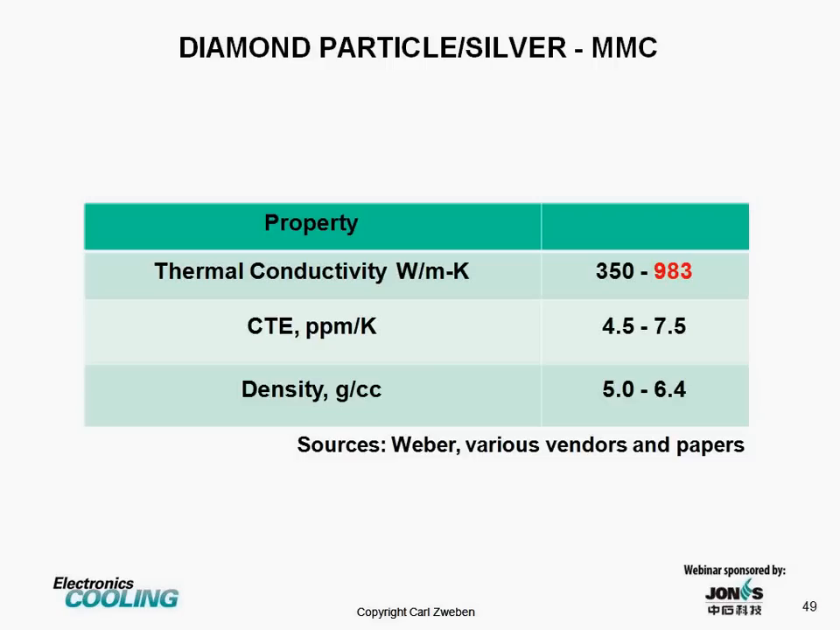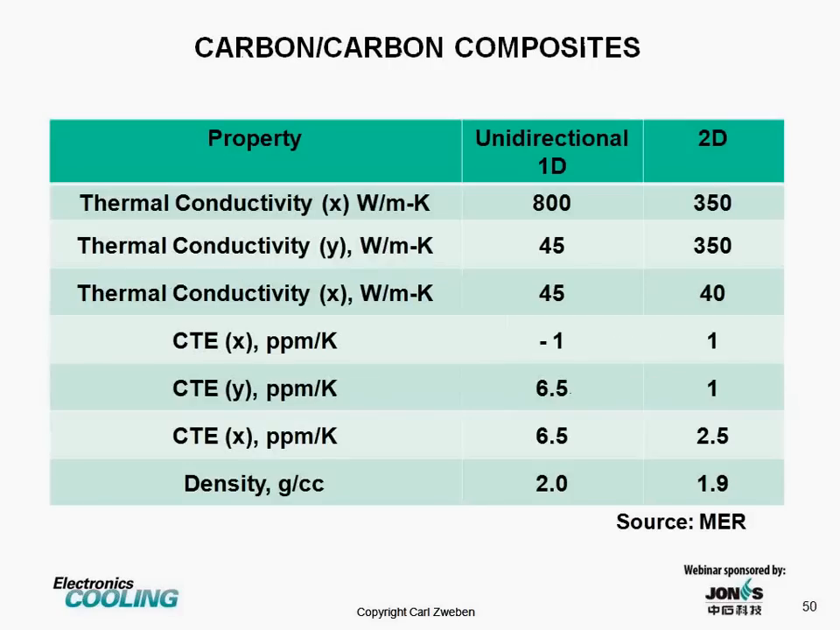Diamond particle silver. As far as I know at this point, there are no commercial sources of this composite. However, notice that with diamond particle reinforced silver, thermal conductivities as high as 983, close to 1,000 isotropic, have been achieved. We can again get low coefficients of thermal expansion, as we've seen, by varying the particle volume fraction, and the densities are significantly lower than that of copper.